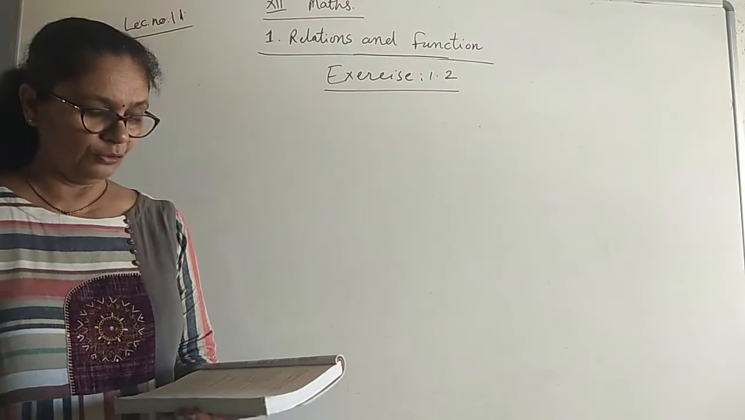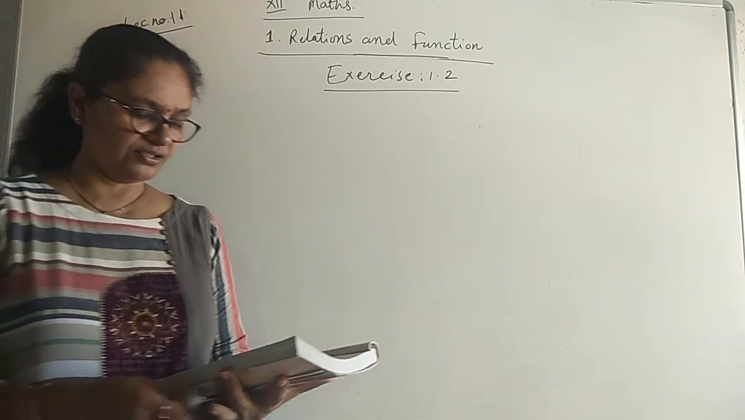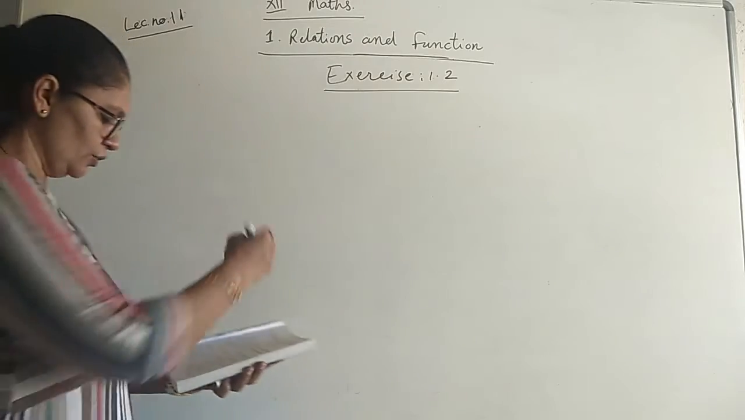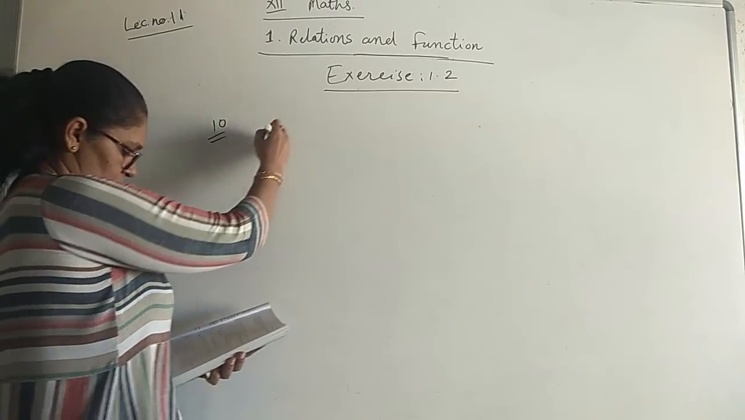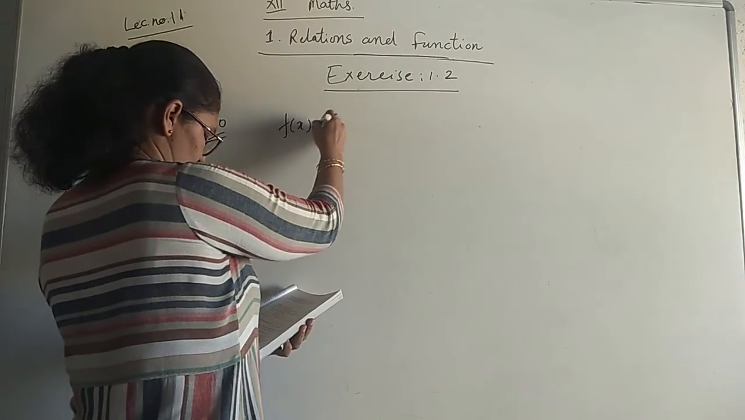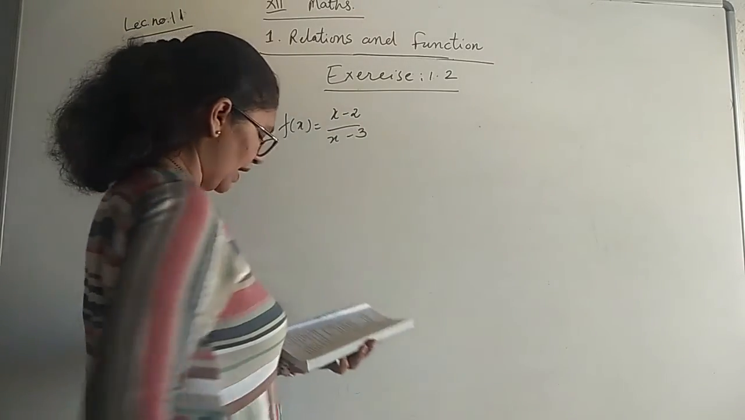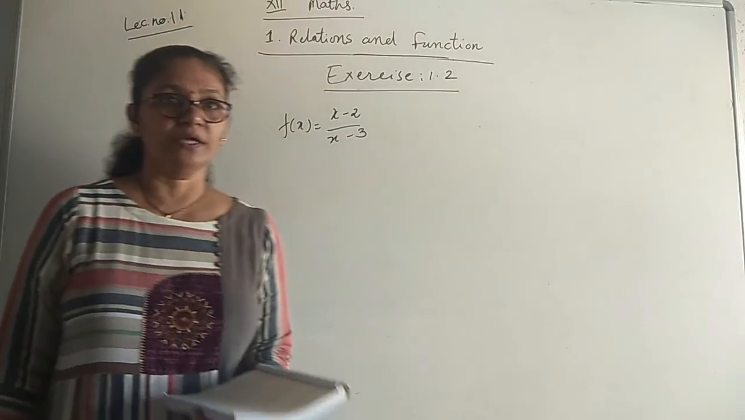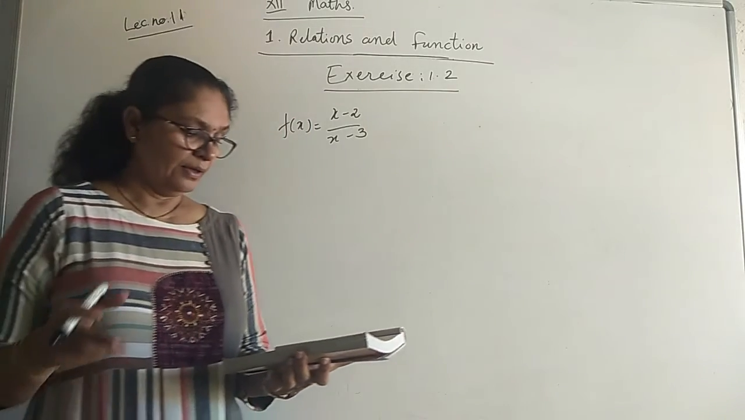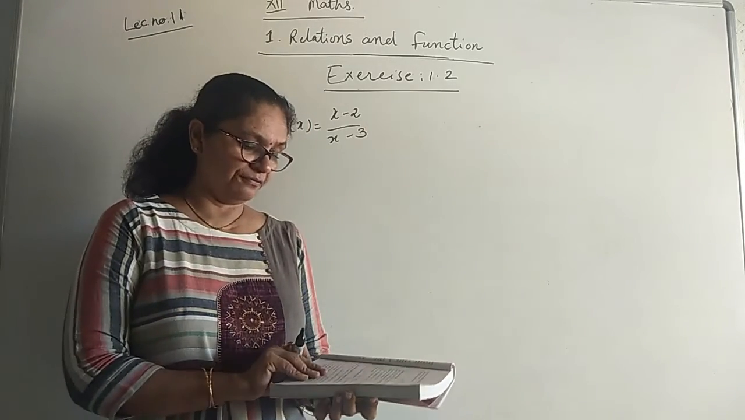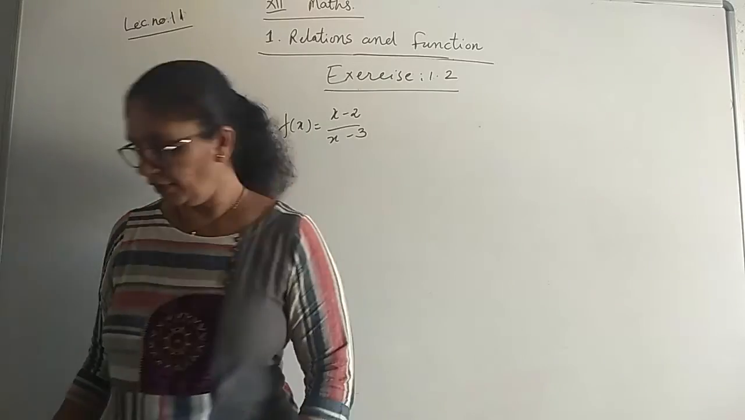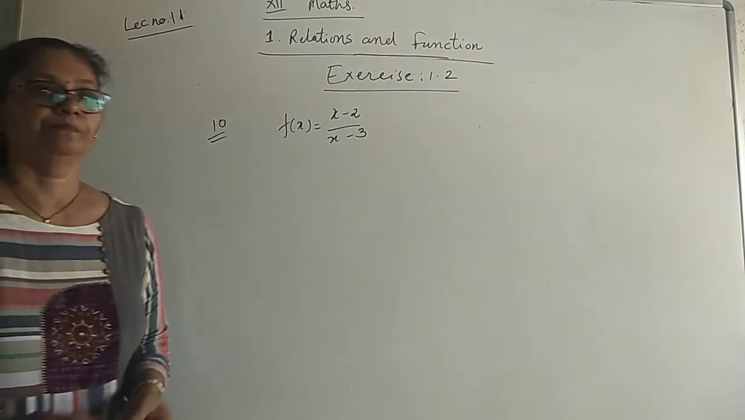So we continue with our next question, the 10th one. What is your 10th question? Here in the 10th one, the function is mentioned, (x minus 2) upon (x minus 3), and A is given as R minus {3} and B is given as R minus {1}. You have to check whether it is one-one or not.